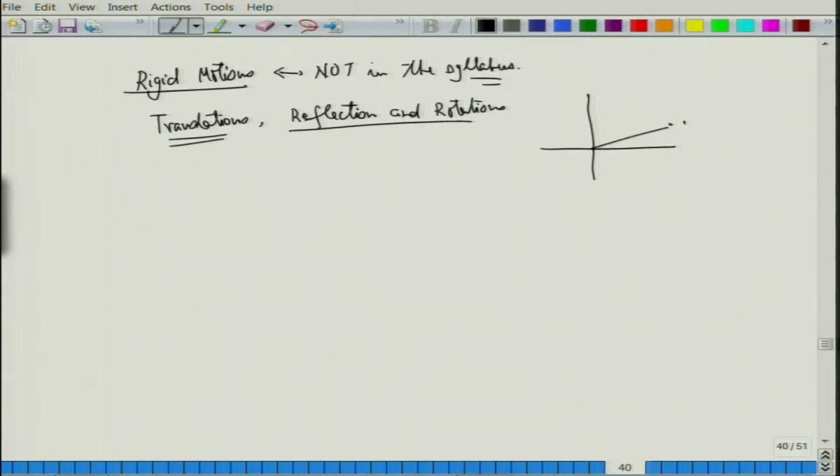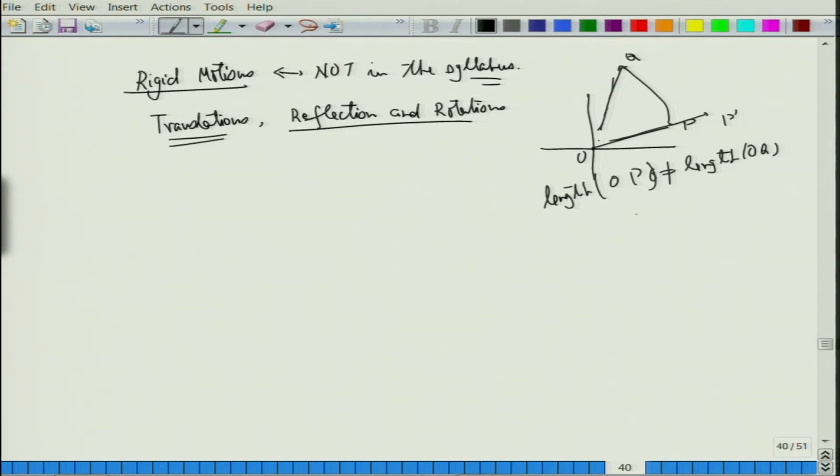So for example, I have an object which is lying here, say, so this is my origin and this is my object at P. I want to move it like this, all right. So this length is not the same. I want to move it to Q. So the length of OP is not equal to the length of OQ.